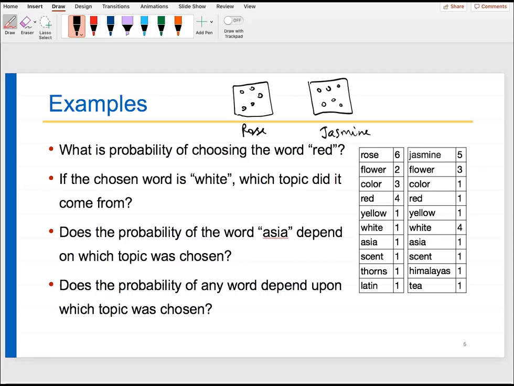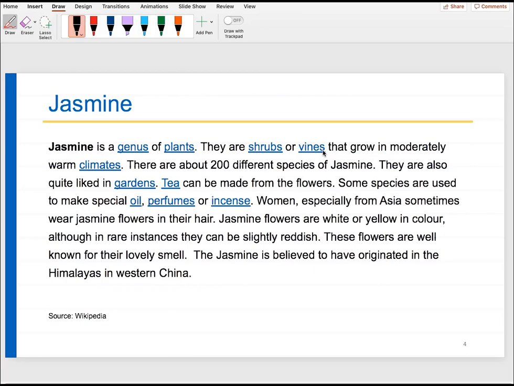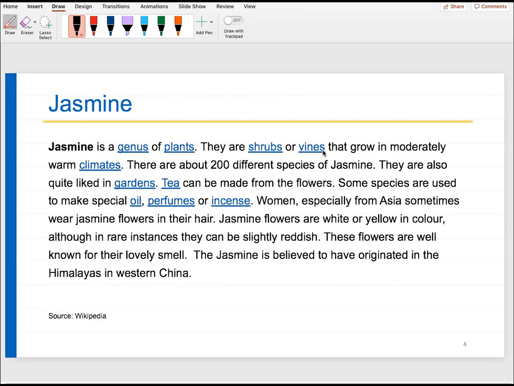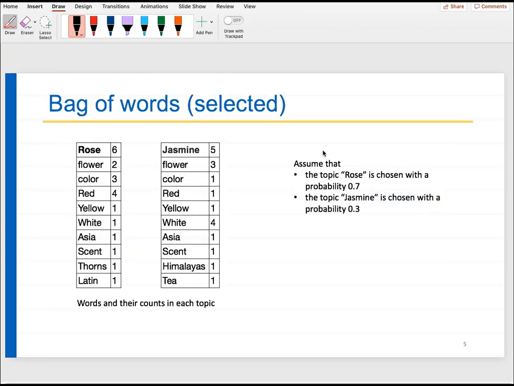So probability analysis is very useful wherever there is any uncertainty or wherever there is any human interaction, right? Because human interaction means uncertainty. So to take our example forward, I have chosen certain words. This article has got so many words. Jasmine is a genus of plants. All these words are there, but I have chosen a limited set of words. Jasmine, color, flower, red, yellow, white, Asia, scent, Himalayas, tea. These are the kind of words which I have chosen from this article.